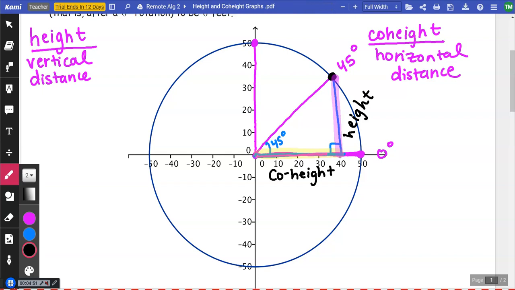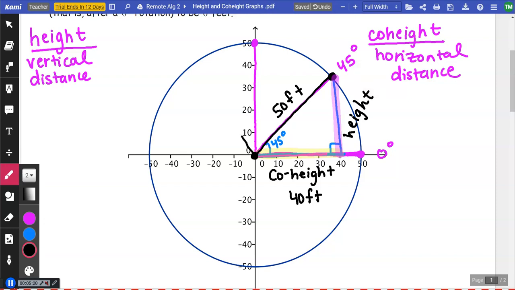So this coheight is about what, 40 feet? So the radius of this Ferris wheel, I guess I should have said when we started this video, was 50 feet. So if this is the center of the Ferris wheel, the center's at the origin, this distance is 50 feet. This distance is 50 feet. This distance is 50 feet. So the radius of this Ferris wheel is always 50 feet.